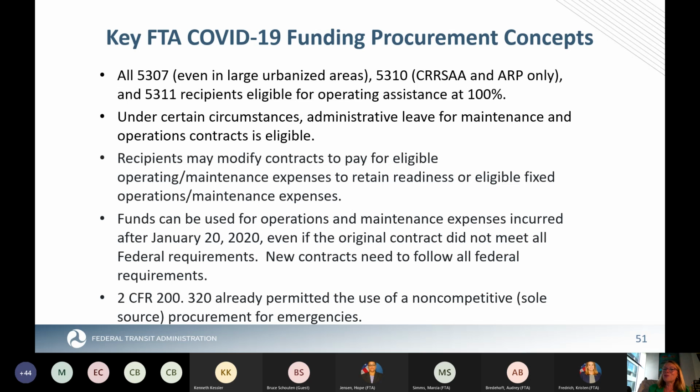Of course, if you do a sole source procurement, just some food for thought, you need to put a justification in and do a cost analysis. So it doesn't relieve you of those requirements, but it did remind you that those were avenues that you had available to you.